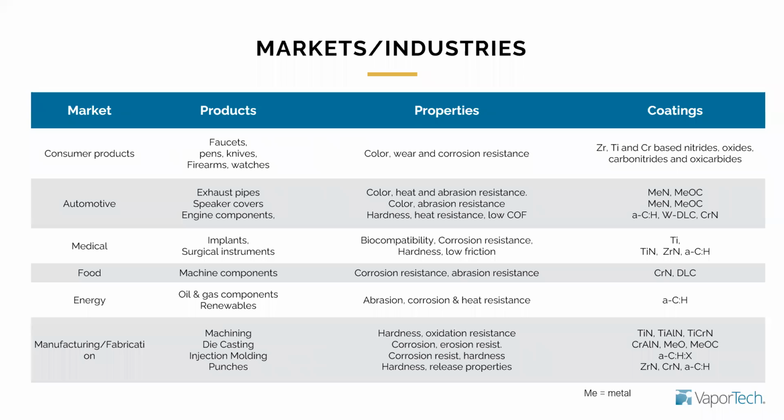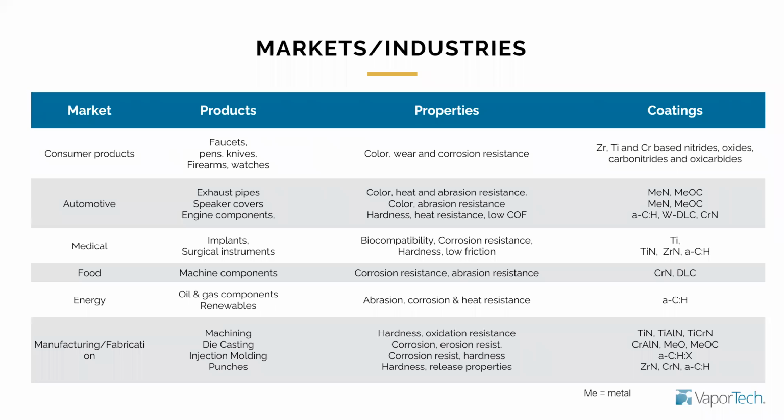In the automotive industry, we talked about exhaust pipes: color, heat resistance, abrasion resistance. When I see this metal nitride or metal oxycarbide, the ME stands for metal. It's not necessary that you have different metals. In the case of the oxycarbides, it's a proprietary coating that we have. But in the case of the nitride, MeN, it could be zirconium nitride, chrome nitride, titanium nitride. All of those can be used for most of these applications.